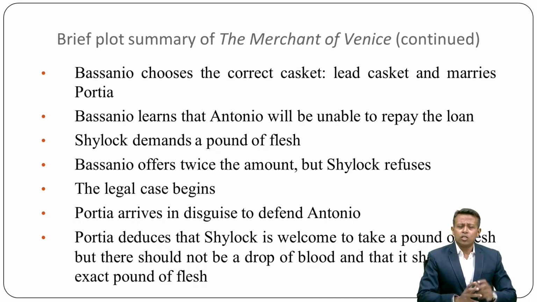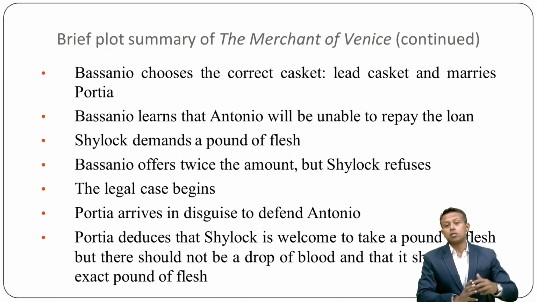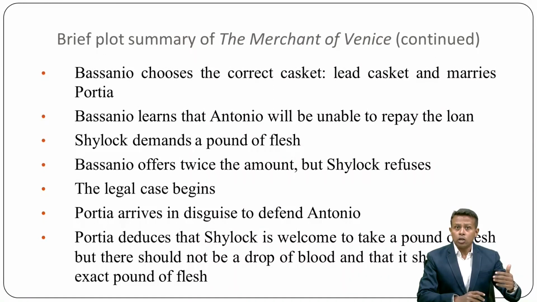Bassanio at once reaches Venice as fast as he can, and he persuades Shylock. He requests Shylock that, Shylock, if you need, I am ready to give you double the amount, 6,000 ducats. But please spare Antonio. Taking off a pound of flesh can be lethal. So he is requesting Shylock not to take a pound of flesh from Antonio's body. He is offering twice the amount to Shylock, but Shylock refuses.